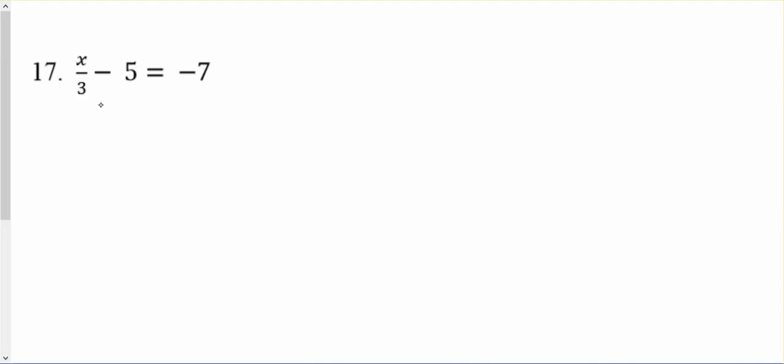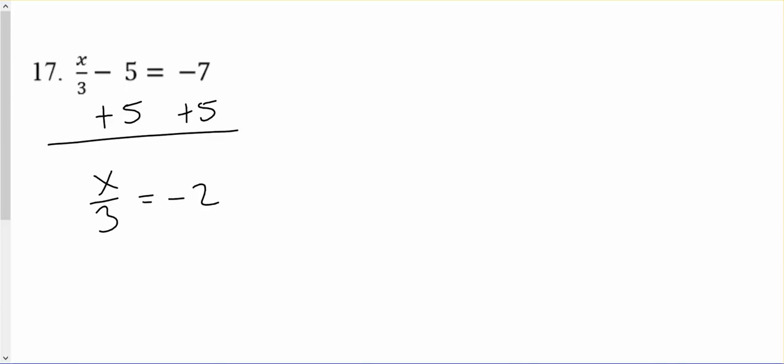17. Add 5 to both sides. x divided by 3 equals negative 2. What's happening to the x? It's being divided by 3, so we're going to multiply by 3. The 3's will simplify, and we'll get x equals negative 6.